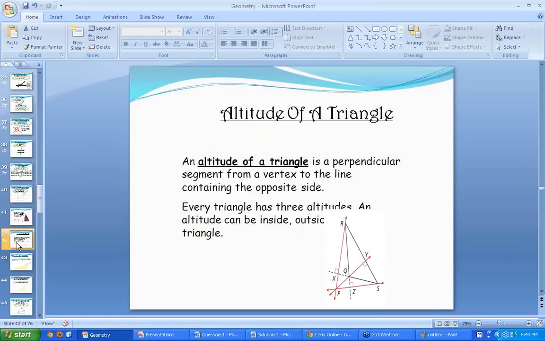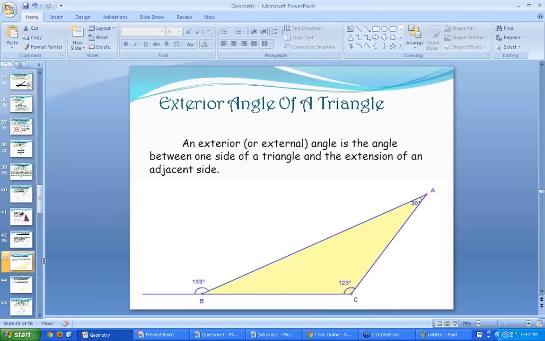Moving ahead, an altitude is a line drawn from the vertex to the opposite side, but it is perpendicular. It makes an angle of 90 degrees. These names will be coming, so please be clear about the difference between altitude and median.